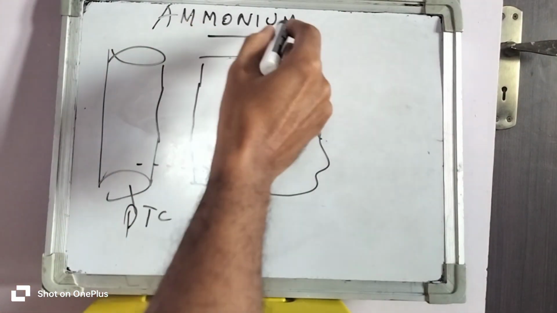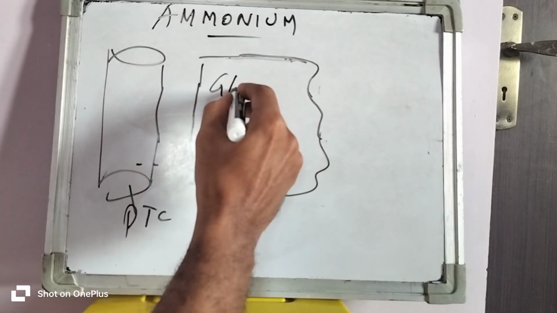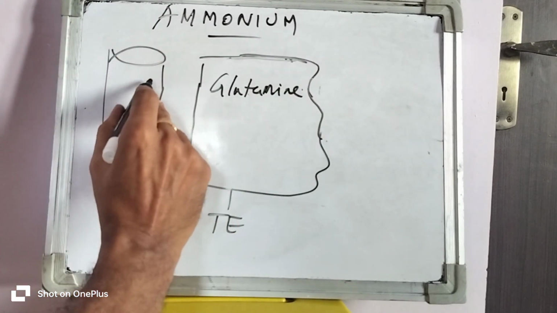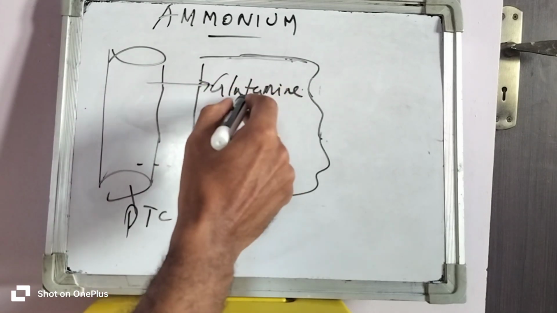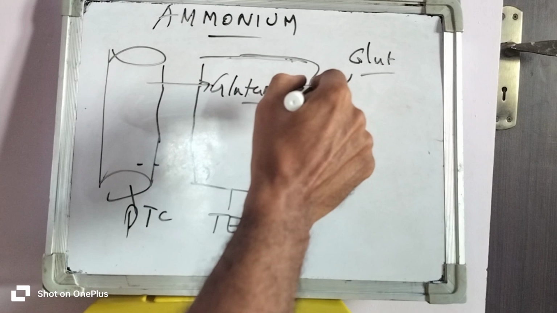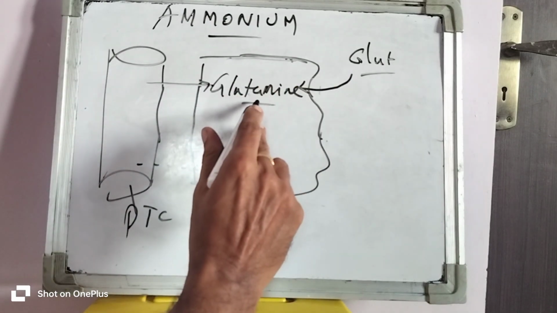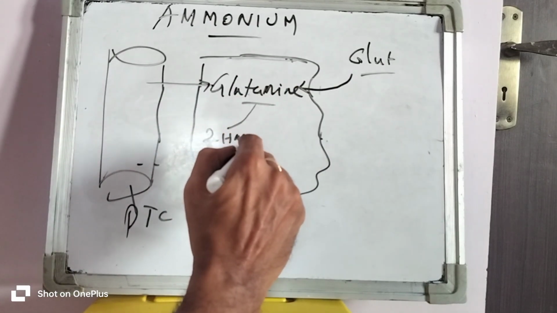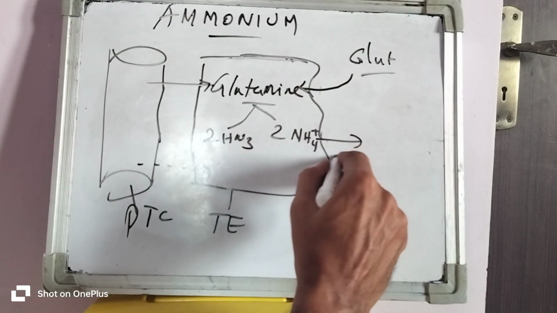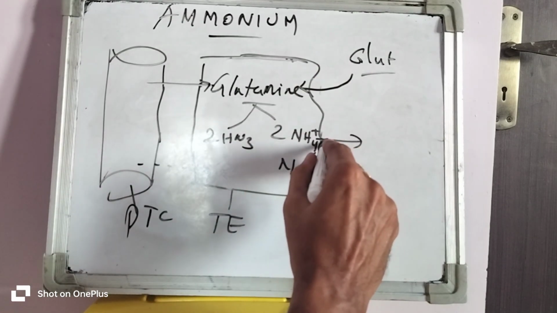Now comes the role of the ammonium buffer. Ammonium is derived from the amino acid glutamine. Glutamine is produced in the liver and it comes in the blood and enters the tubular epithelium, and the glutamine is also filtered. And this glutamine is diffusible. It will enter into the tubular epithelium and it is metabolized into 2 bicarbonate and 2 ammonium. So this ammonium will exchange for sodium by a sodium-ammonium exchanger.